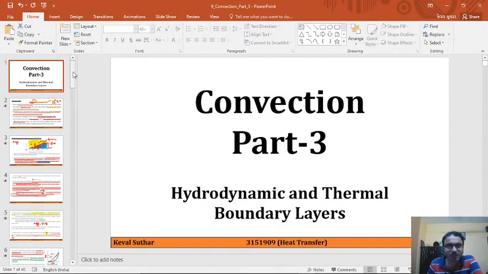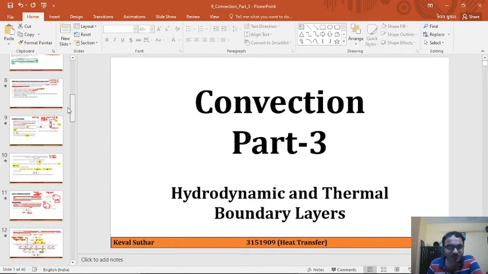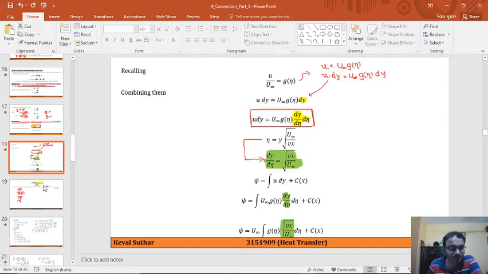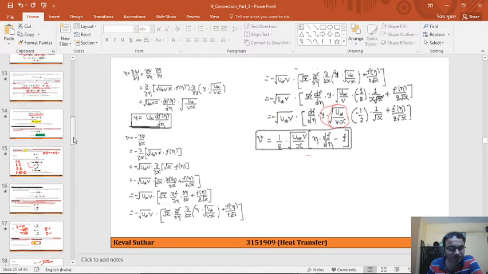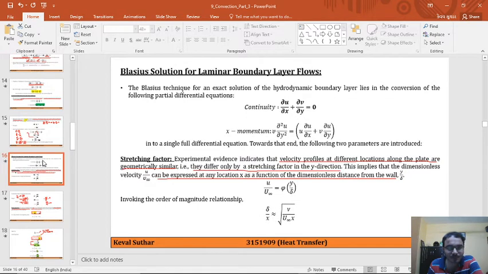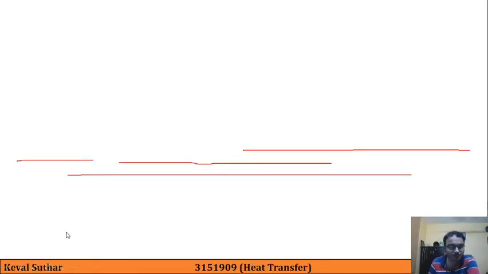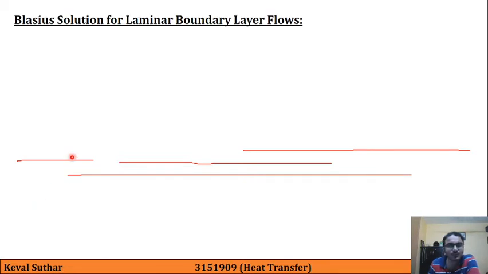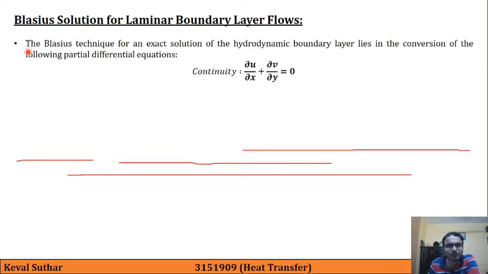So today will be our last lecture of this topic. We will do a quick revision of our previous topics first. So in our last lecture we studied about Blasius solution for laminar boundary layer flow.